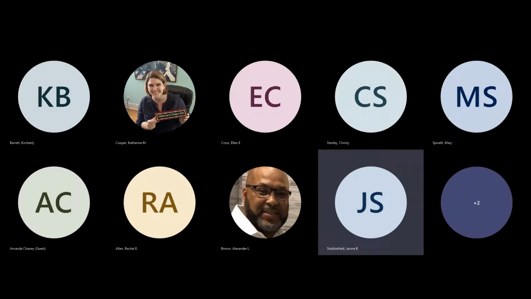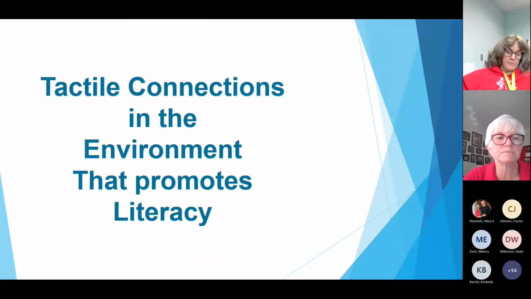Next is recess, last is math. So it's kind of a first, next, last kind of schedule. So, tactile connections in the environment that promote literacy.